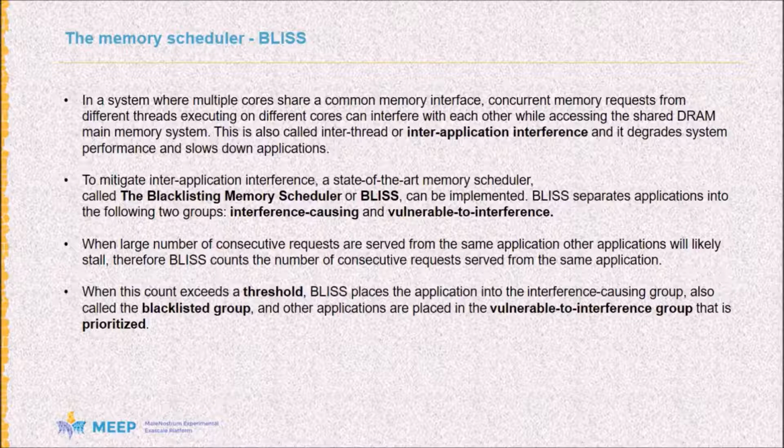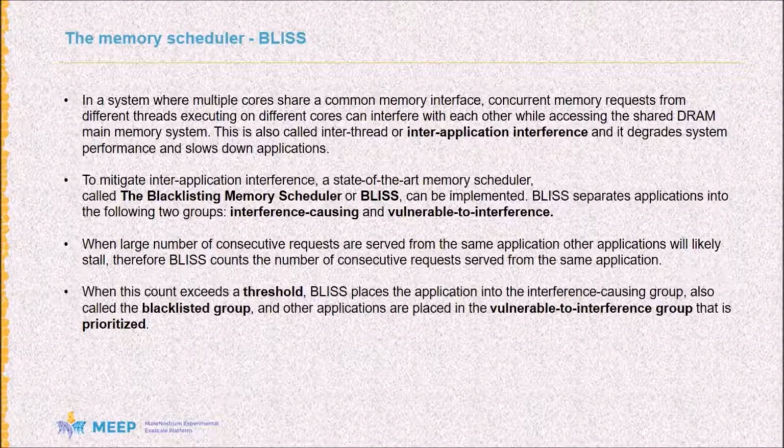To mitigate inter-application interference, a state-of-the-art memory scheduler called the Blacklisting memory scheduler, or BLISS, can be implemented. BLISS separates applications into the following 2 groups: interference causing and vulnerable to interference. When a large number of consecutive requests are served from the same application, other applications will likely stall.